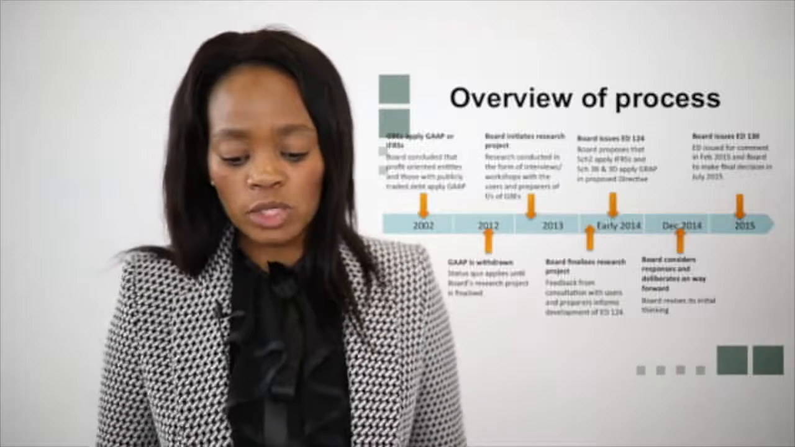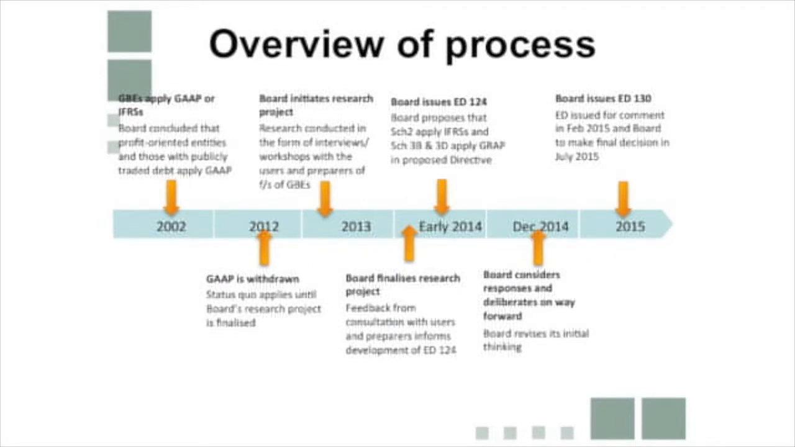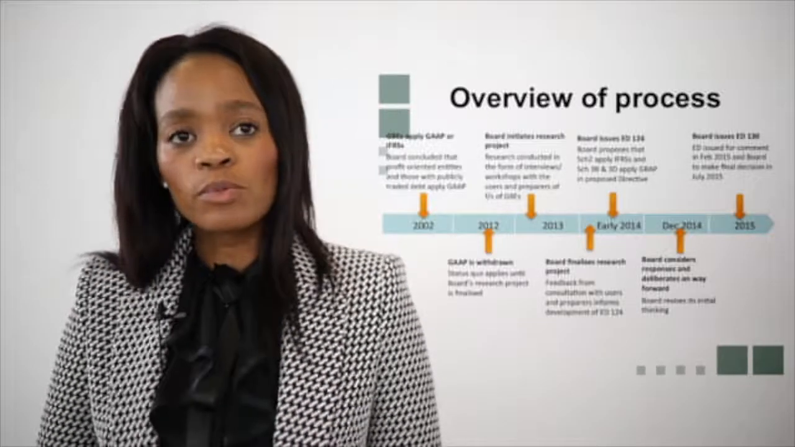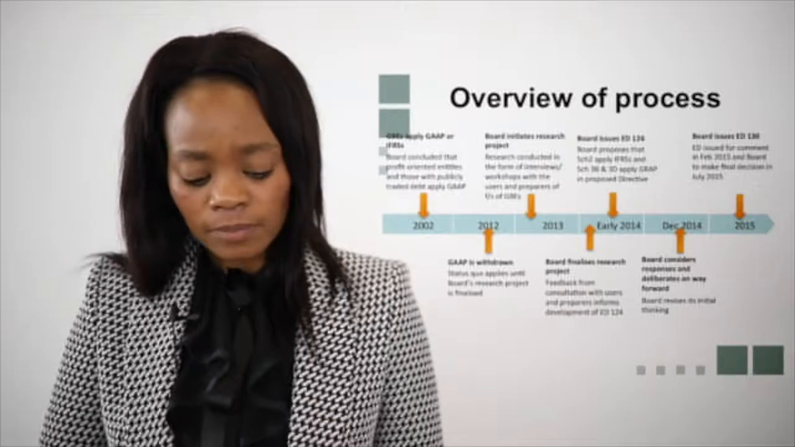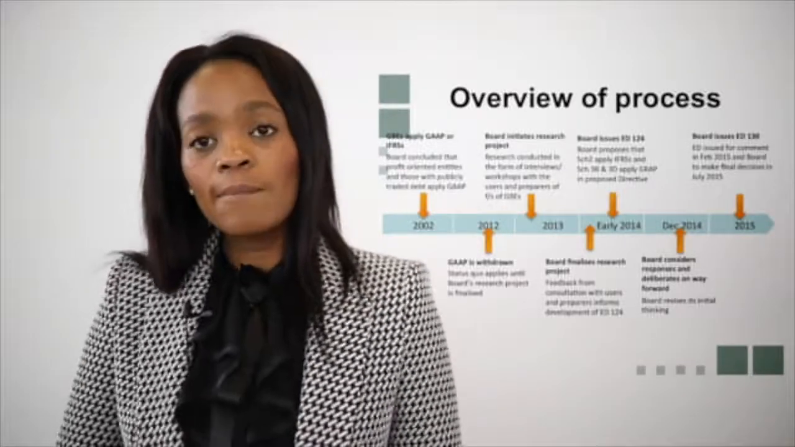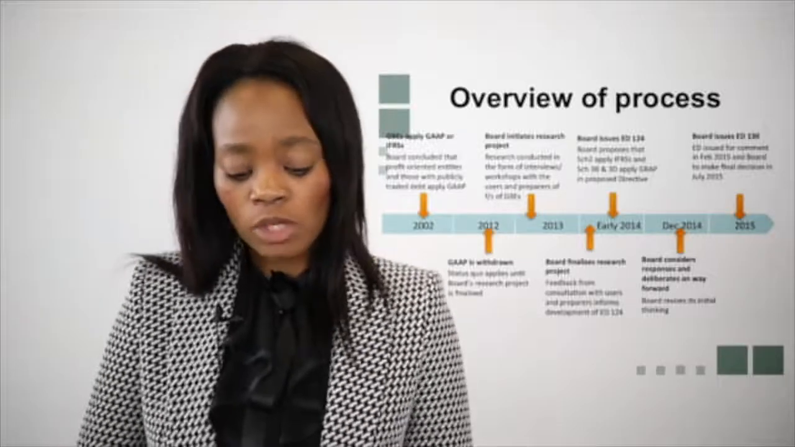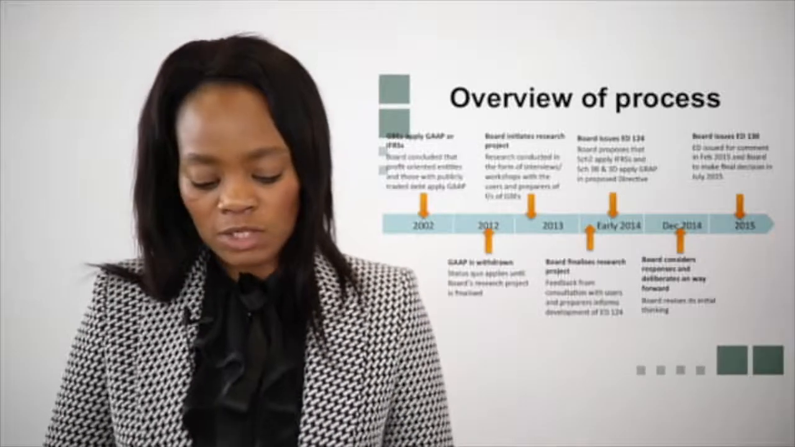And the result of the research led to the development of Exposure Draft 124, which was the board's first initial proposals relating to the reporting framework for GBEs. Included in ED 124, the board considered three options. The options were as follows: Option 1 was that all public entities should apply standards of GRAP. Option 2 was that the reporting framework for entities should be determined based on their classification in the PFMA schedules. And then the third option was to determine the reporting framework based on a set of principles. Now, the board concluded that option 3 would not be appropriate because it would not have enough time to develop these principles in a short space of time.